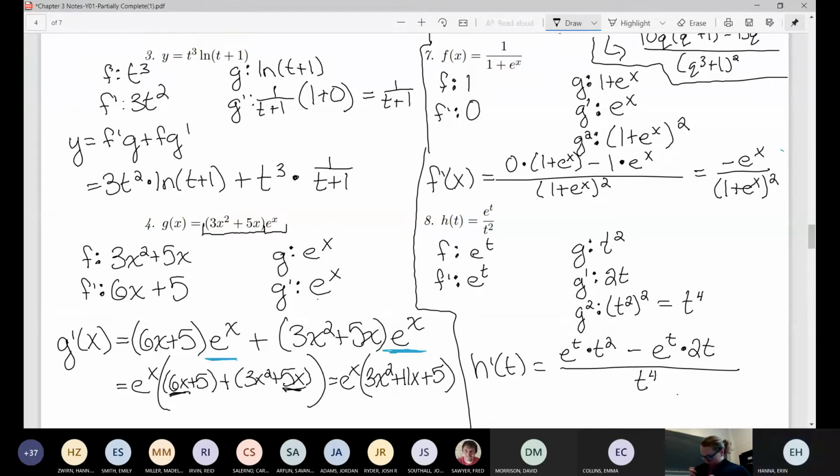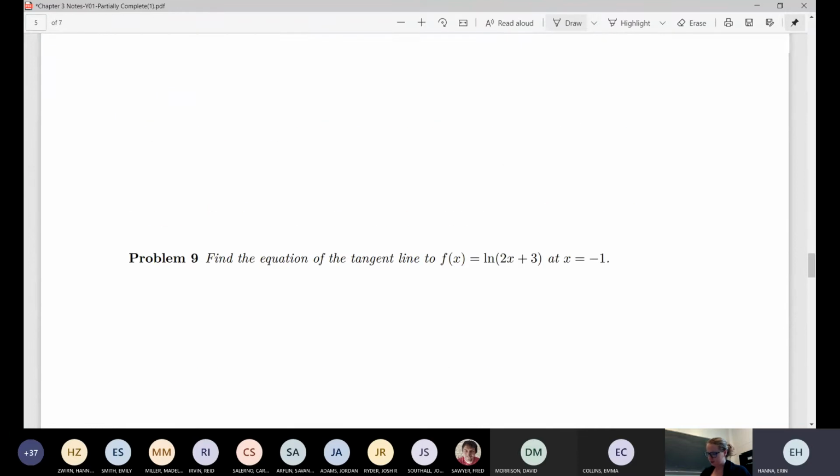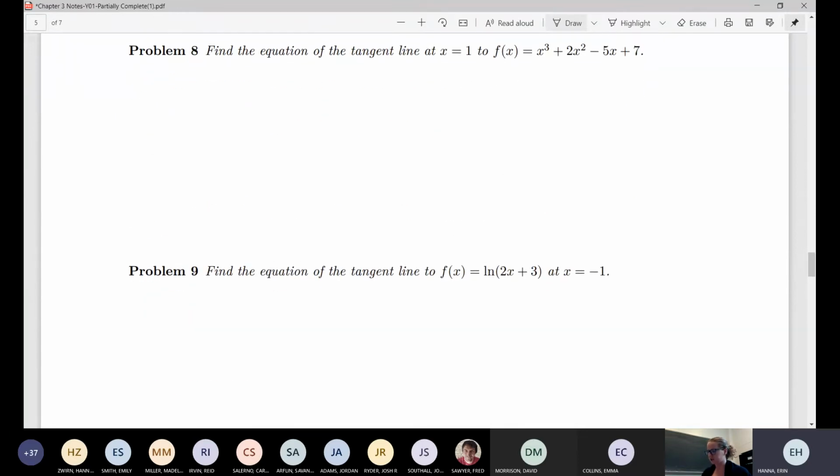Alrighty. Okay, so now we're going to move on to some of those slightly different questions. We talked about some of them way back on Thursday. That feels like 5 million years ago. We did do some of them, but we skipped past these tangent line questions. So let's focus on these two first.